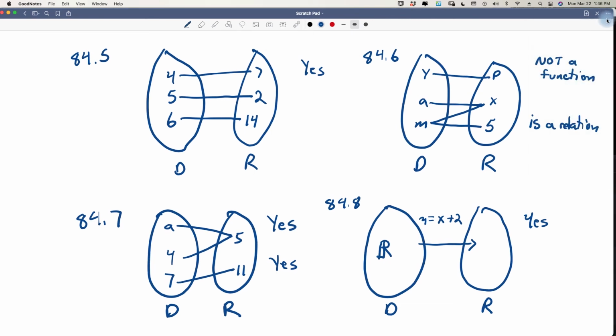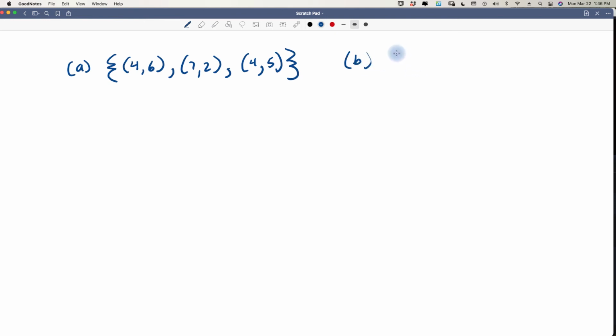And let's look at this a little bit differently. In this, we are given some sets. We're given A, and we're given a set of ordered pairs. Our sets are as follows: 4 and 6, 7 and 2, and 4 and 5. And that's in A. And then in B, we are given this set. And we have 4 and 8, and 15 and 6, and 11 and 7.